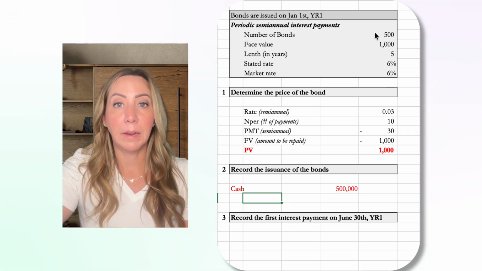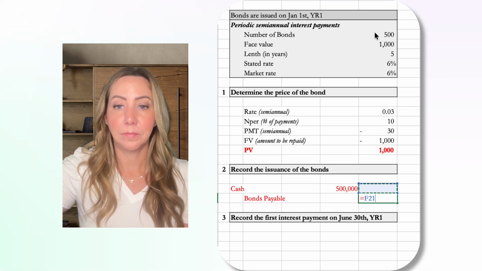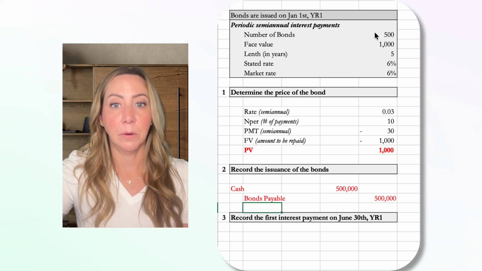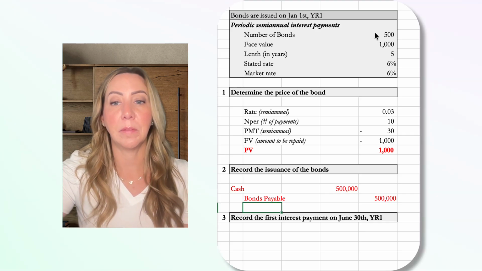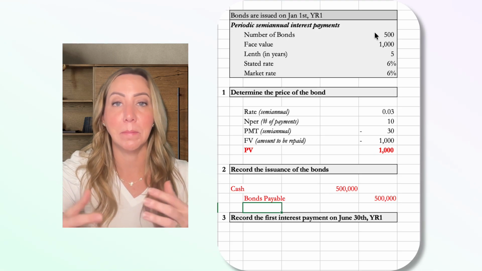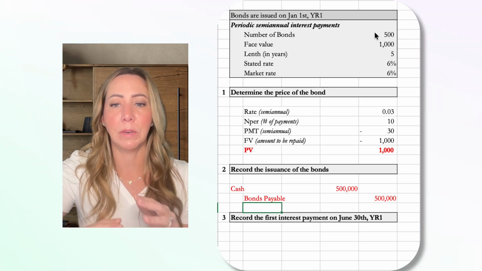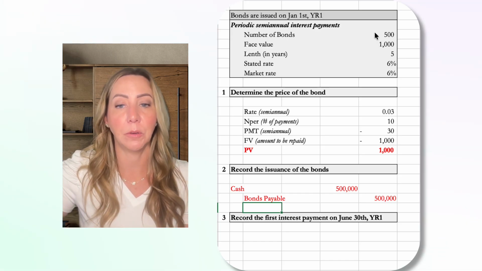Then I'm going to credit a liability account, bonds payable, for the amount that I owe in principal, right? This is the amount that I'm going to pay back at the end of 5 years. It also represents the carrying value of my bonds today. What's in the T account? What is in the bonds payable account is my carrying value.